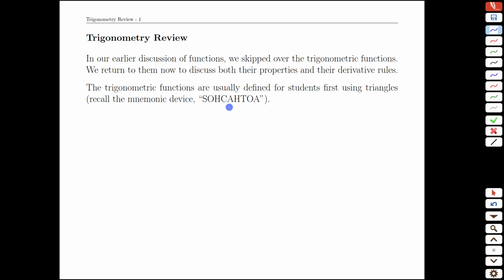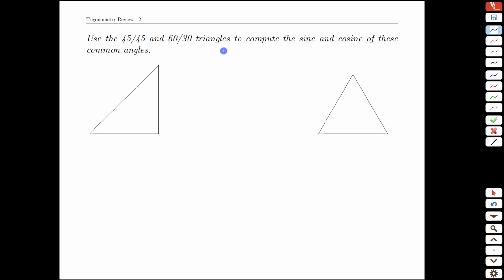In particular, remember the mnemonic SOHCAHTOA, which tells you the relationship between sine, cosine, and tangent, and the opposite, adjacent, and hypotenuse ratios. Two triangles that come up a lot in working with trigonometry, especially in math classes, are the 45-45 and the 60-30 triangle. In these triangles, remember they might be expressed in radians. Pi over 4 is 45 degrees, pi over 3 radians is 60 degrees, and pi over 6 is 30 degrees.